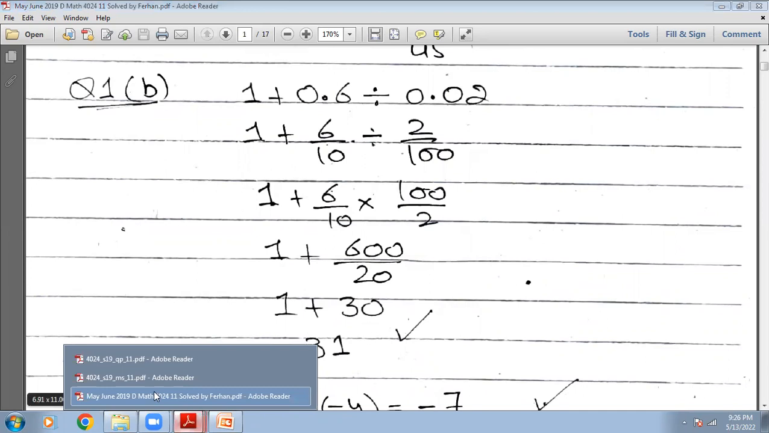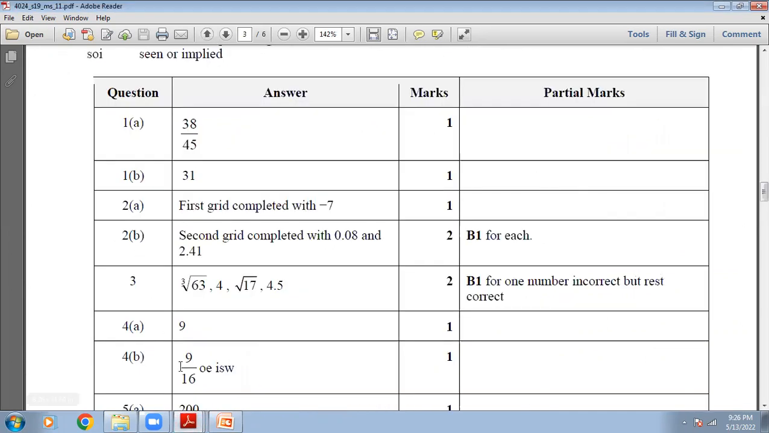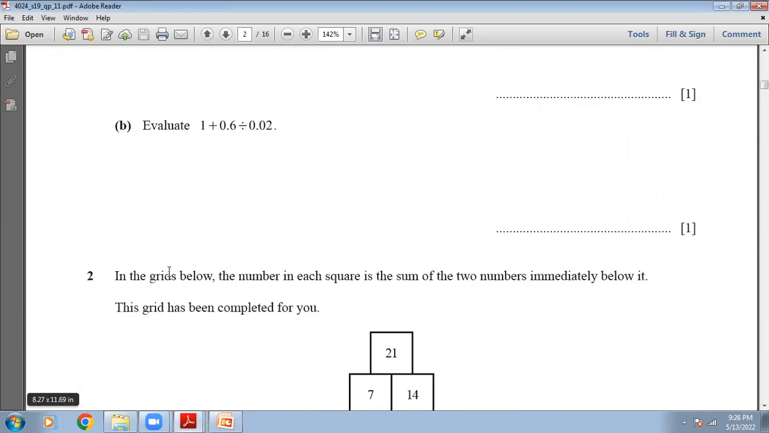I have already checked my answers with the marking scheme, but for you, let's have a look at the marking scheme. Our answer is right.